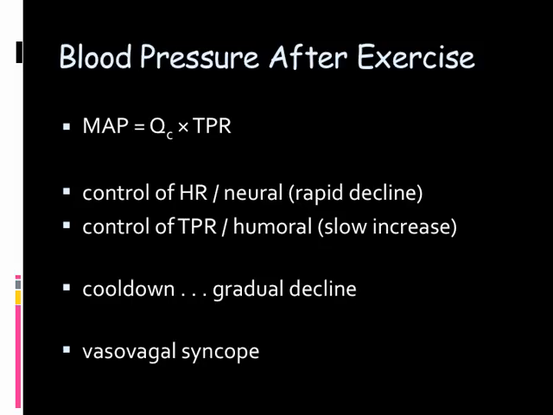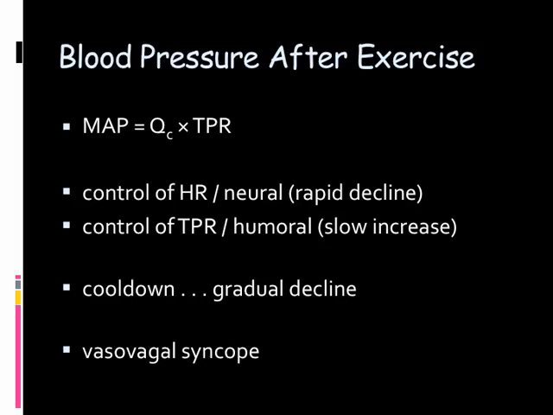If you stop exercising, and now look at that relationship, MAP equals cardiac output times total peripheral resistance. If you stop exercising, boom, and stand stock still, the brain says, no more exercising, no more sympathetic activity, let the heart rate drop, let the stroke volume drop, the cardiac output will drop very quickly.